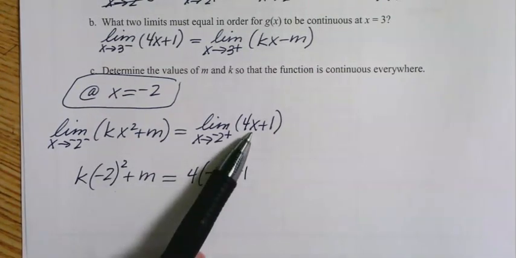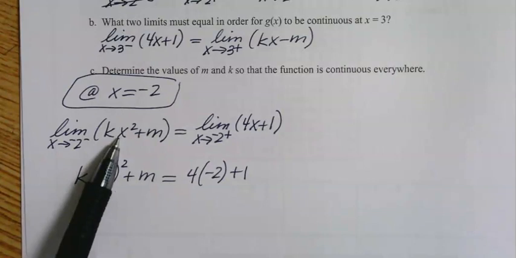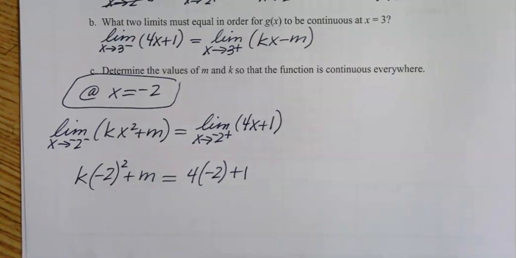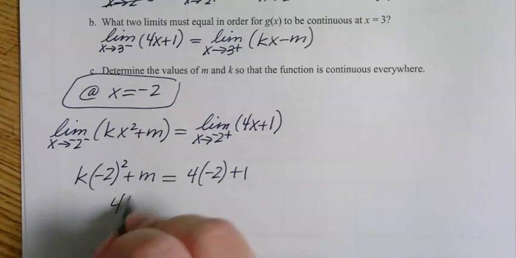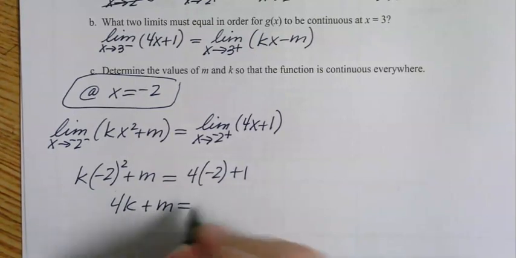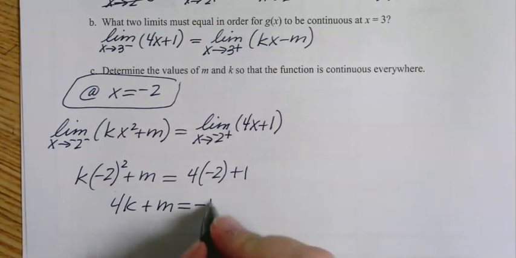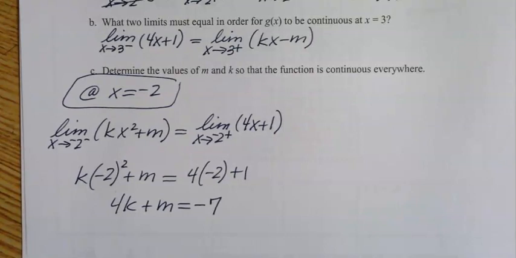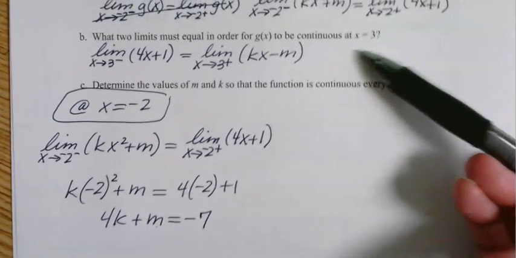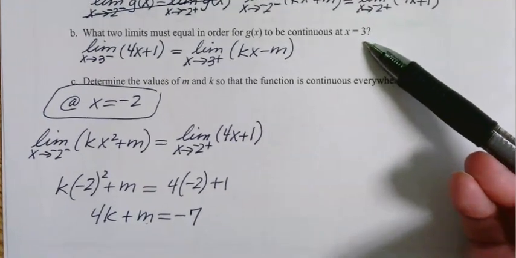Remember, it's x that's approaching -2, not k, not m. So you've got to plug in for x, nothing else. So this is 4k plus m equals -8 plus 1, so that's -7. That's one equation that I got from looking at the continuity that needs to happen there at x equals -2. I have two variables, so I need two equations. That's where looking at what happens at x is 3 is going to come in.